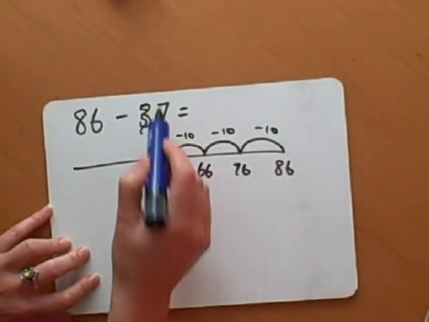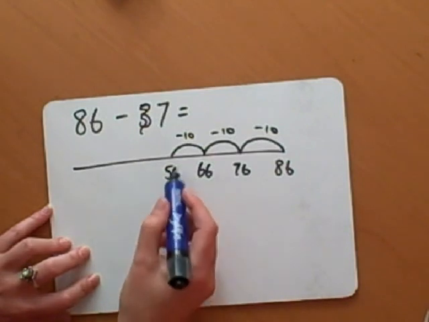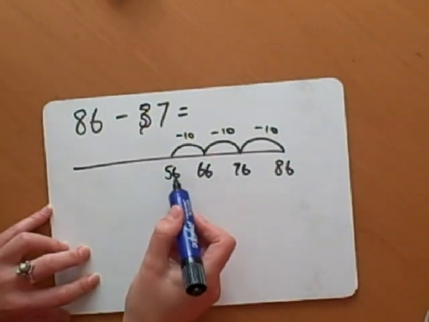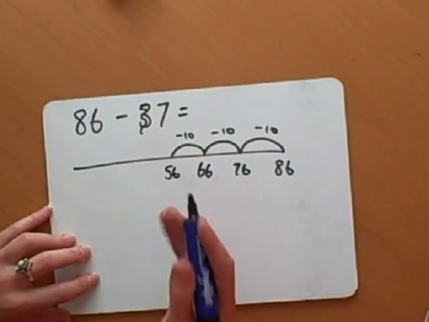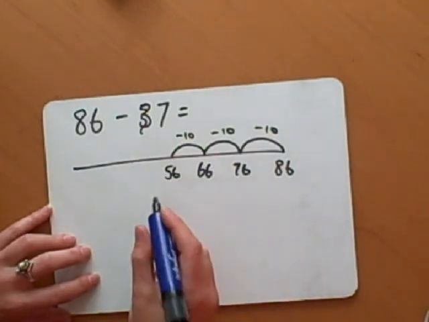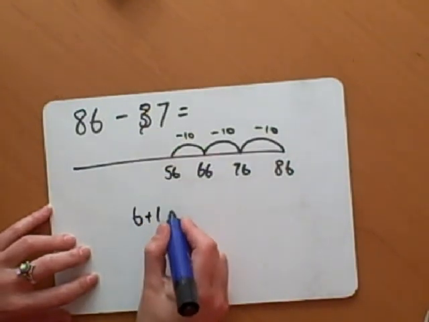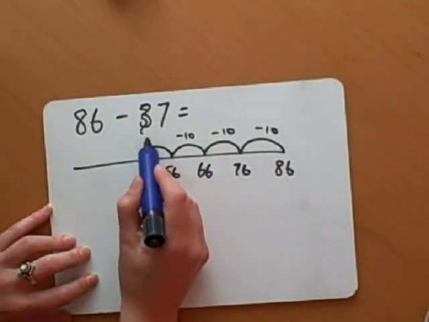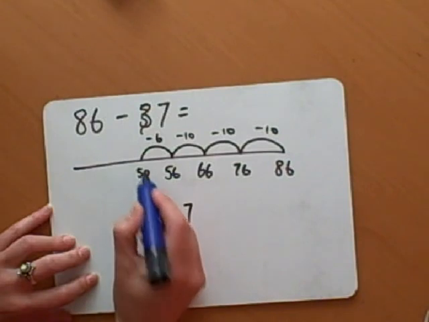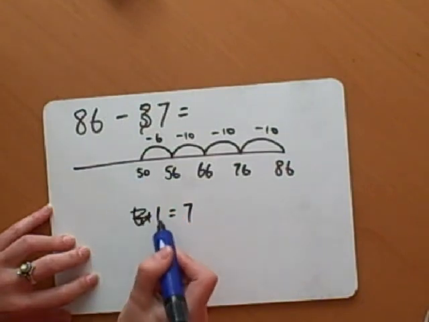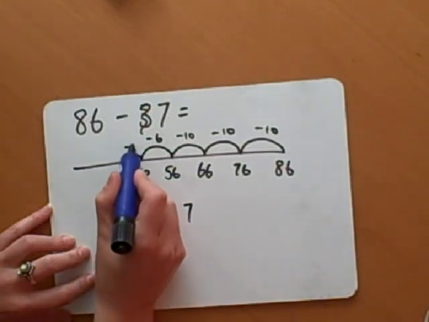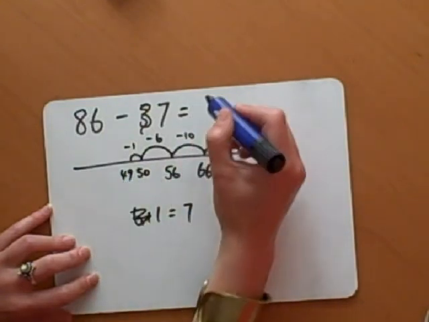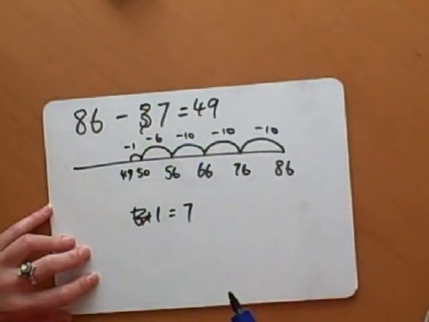We've dealt with the 30, now we need to deal with that 7. Now I'm on 56, I need to count back 7, that means it's going to go over that 50 barrier. But I know that 6 add 1 is what makes 7. So I know if I count back 6, I get to 50, and I know that I have one more to subtract, which takes me to 49. So my final answer is 49.